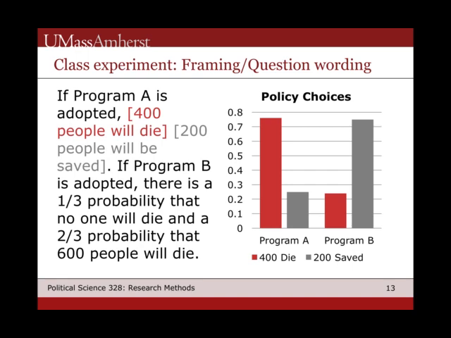And the trick is, if you ask people whether they want to, if 400 people will die, then you see everyone wants to choose... this seems like it's backwards somehow. So in essence, whenever people will be saved, people overwhelmingly choose the save option. And if it's 400 people will die, people overwhelmingly choose program B.